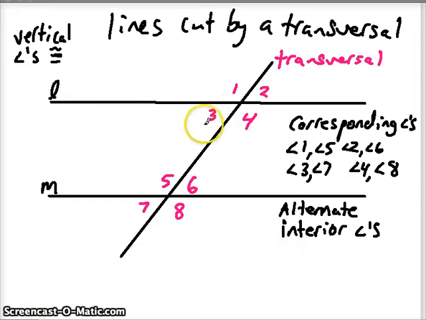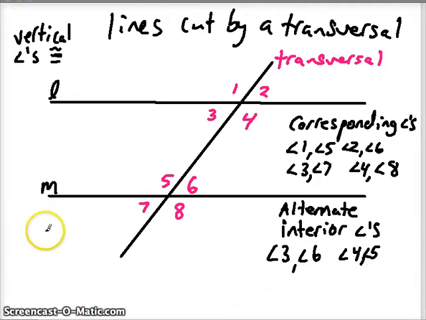So let's see. Inside is 3 and 6 is on the other side. They're diagonal from each other. They're on opposite sides of that transversal. They're called alternate interior angles. Angle 3 and angle 6. And the other one would be 4 and 5. They're diagonal and inside. Okay.